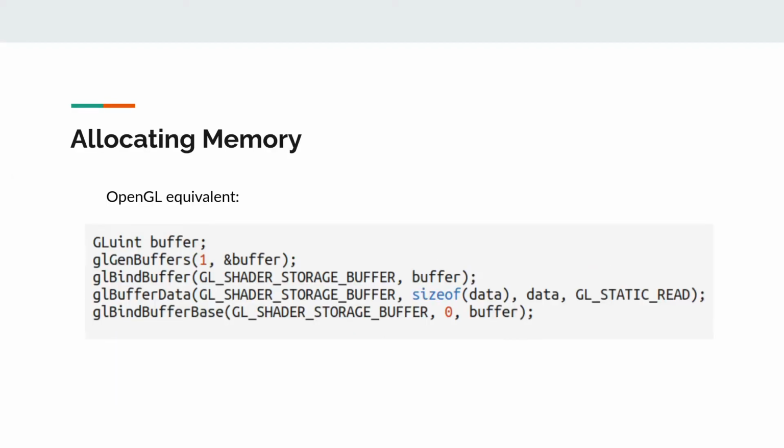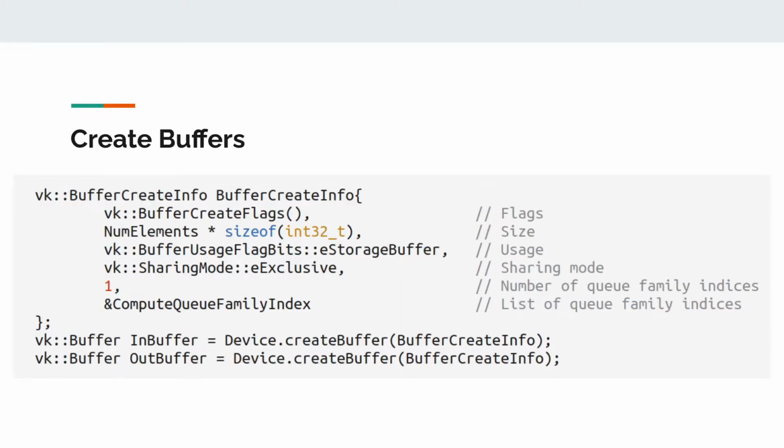Now that we have successfully initialized our Vulkan instance and device, we are ready to allocate memory for our program. Here is the OpenGL equivalent of what we are going to do in this section. This is basically the same as how you upload your vertex data to OpenGL. In Vulkan API, we need to first create our buffers. Vulkan separates the concept of a buffer and memory. Buffer is more like a view into the memory. After creating the buffers, we will need to allocate memory to back these buffers.